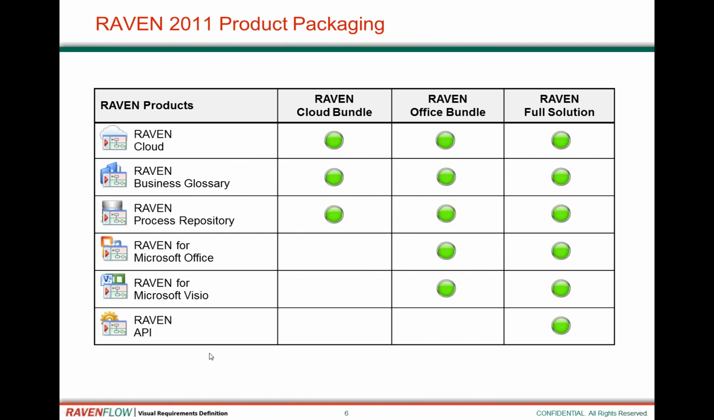In terms of the product packaging, Davin Cushman, for those of you who attended his briefing, described these different solution bundles for Raven 2011 products: an all-cloud type strategy, an Office-focused strategy, and an all-in strategy where the API is included as part of it. That's how this comes together.